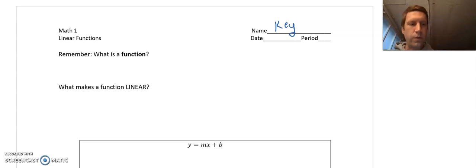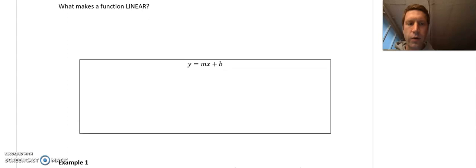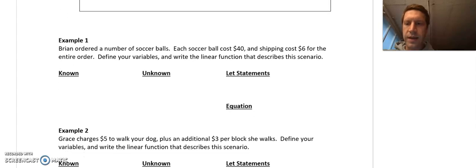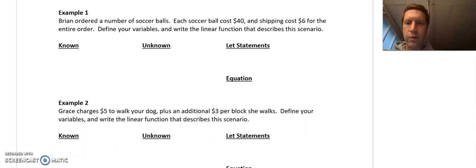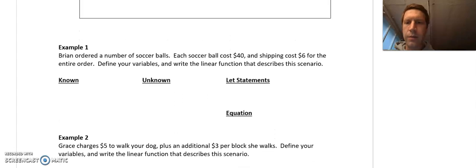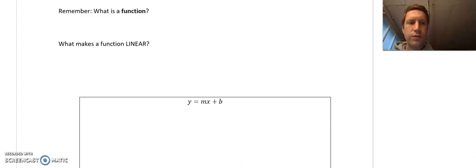Just wanted to walk you through some notes for coming up with linear functions from context. So today we'll talk first about what a function is, what makes a function linear. We'll break down an equation, and then we'll do two different examples where we're defining variables and coming up with our equation for our function.